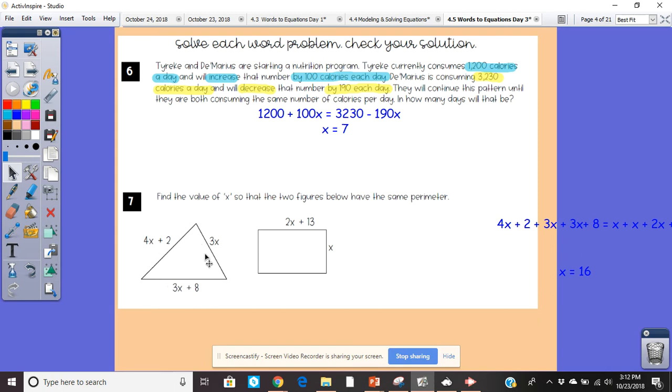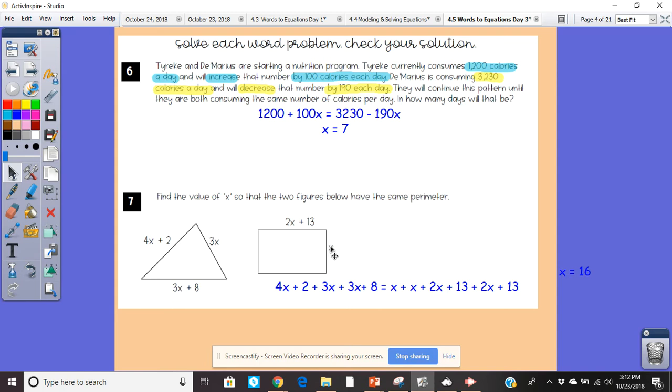This time your triangle's a little bit more complicated. So the perimeter of the triangle is going to go on one side and the perimeter of the rectangle will go on the other side. So I've already set this equation up. So 4x plus 2 plus 3x plus 3x plus 8. So that would be the perimeter of your triangle.